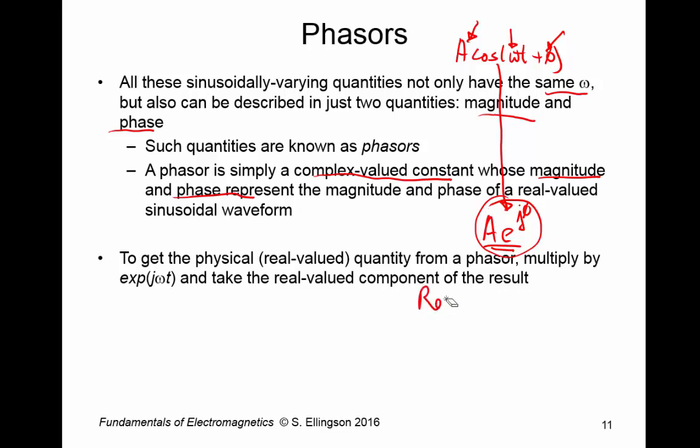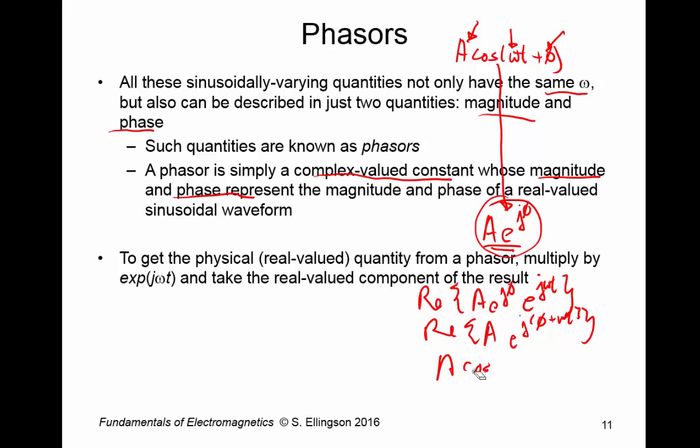So for example, the real part of A e to the j phi multiplied by e to the j omega t is this. So we get the real part of A e to the j (omega t plus phi). And that's just A cosine of omega t plus phi. It's what we started off with up here.